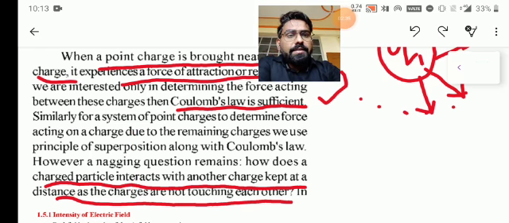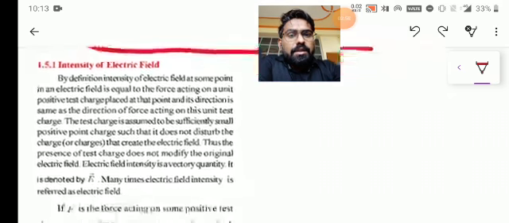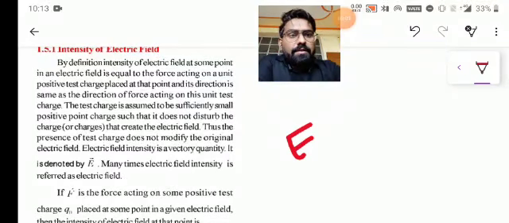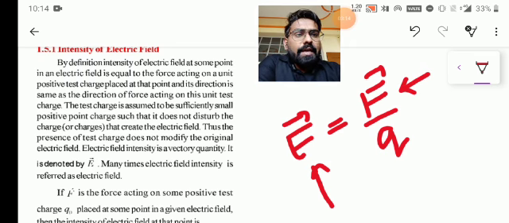Here is the basic definition of the electric field: the electric field is equal to the force acting on a unit positive charge placed at a point, and the direction is the same as the direction of the force. So the electric field is equal to the force applied on the charge. The direction of the electric field and the direction of the force is the same, and this charge is a unit positive charge.